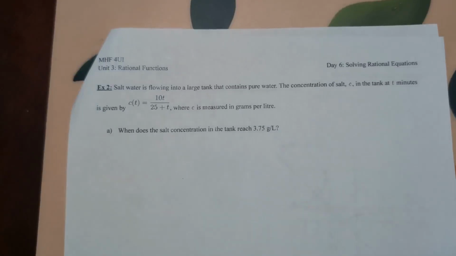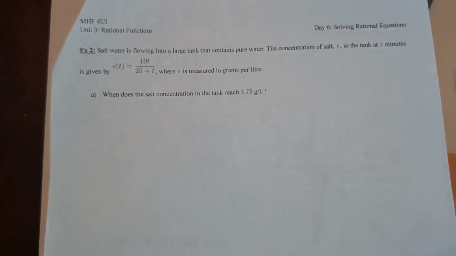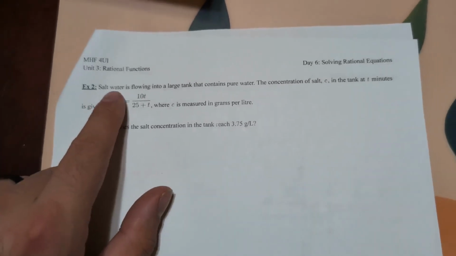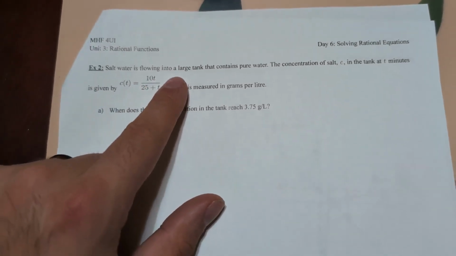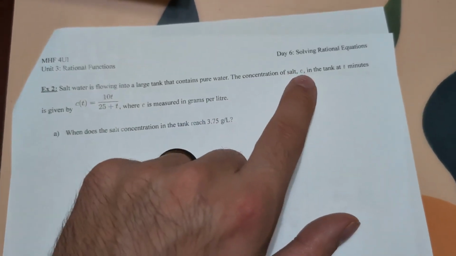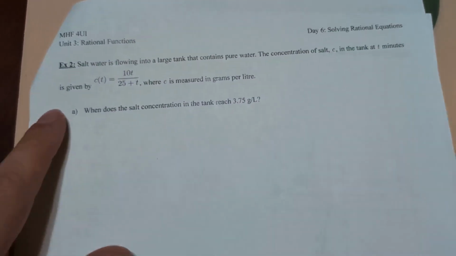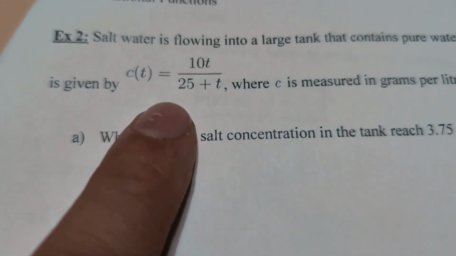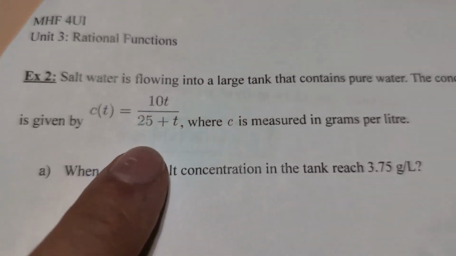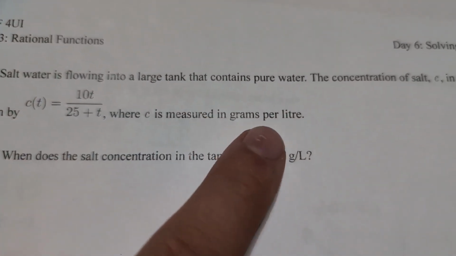And last but not least, I think, yes, there's nothing on the back here. Example 2, a word problem. Salt water is flowing into a large tank that contains pure water. The concentration of the salt, C, in the tank at t minutes is given by this equation here. Oh, look, a rational function, where C is measured in grams per liter.